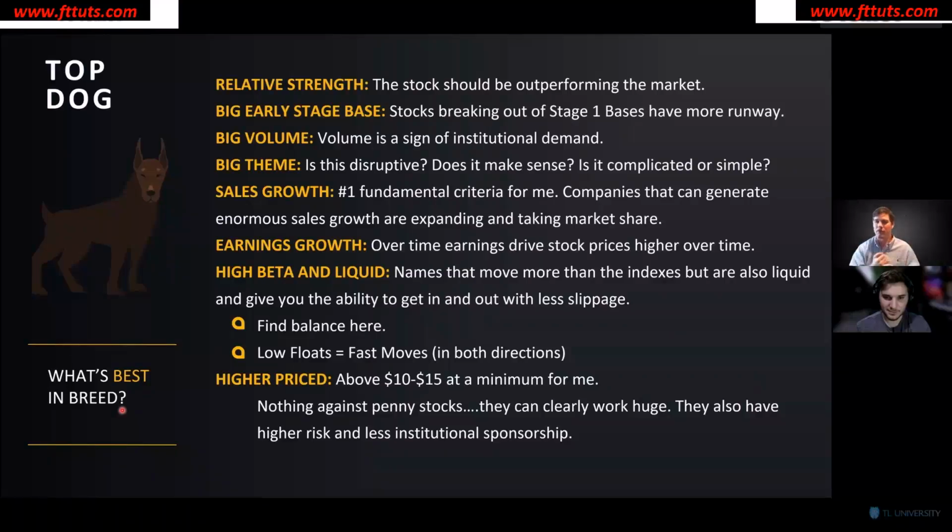So one, we want relative strength. A top dog is not going to be a stock that's underperforming the market. Your stock should be outperforming the market for sure and be showing relative strength. That may even be the most important element, because who wants to trade a stock that has big earnings and big sales that's underperforming? I don't. Big early stage base. So if you haven't read How to Make Money in Stocks, read How to Make Money in Stocks, and learn about the different stage bases.